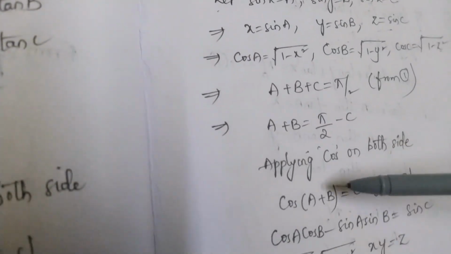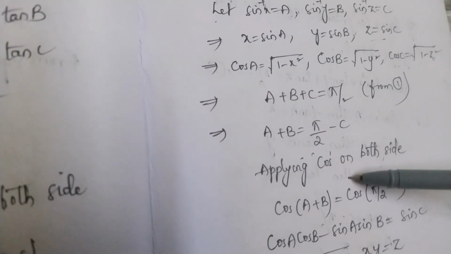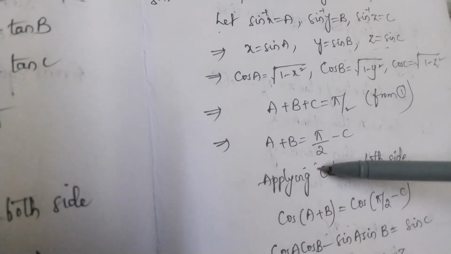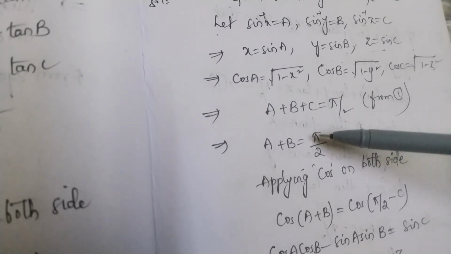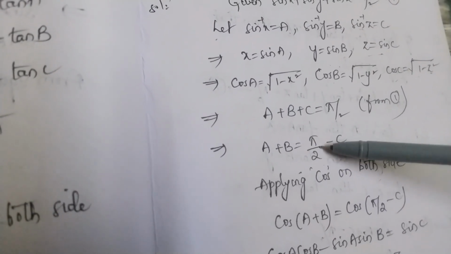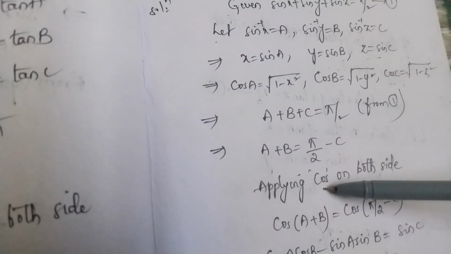But here, instead of applying sine function, I have applied cos on both sides. What's the reason? You have to look here, at the right hand side, it is given pi by 2. That's the reason we are applying cos.